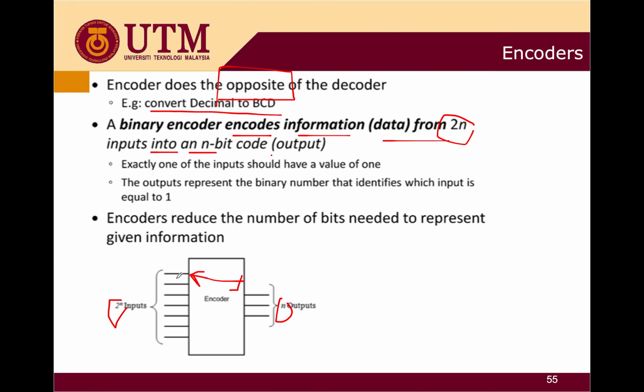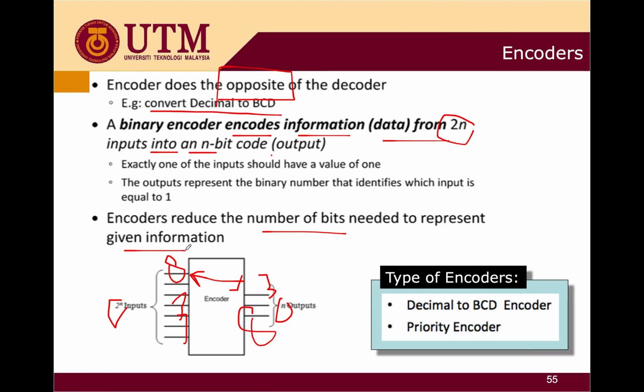If let's say in your encoder you have 8 for your input, and for your output you have 3, something like that. While for your decoder you have vice versa, which is 3 over here for your input, and for your output you're going to have 8 outputs, right? Normally something like that. So encoder reduces the number of bits needed to represent given information. So there are two types of encoder, which are decimal to BCD encoder and priority encoder.